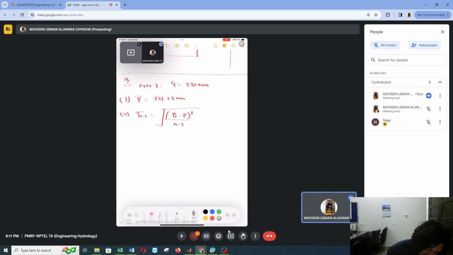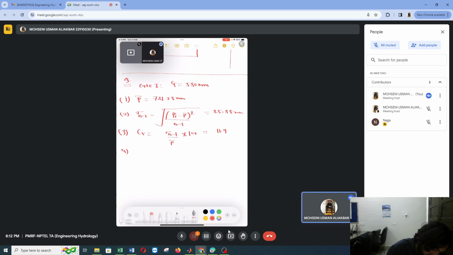So this is the equation to calculate standard deviation, right? When we use this, we calculate the standard deviation and it comes to 85.88 mm. The next step is to calculate CV, the coefficient of variation, which is nothing but the ratio of standard deviation to the mean, and if you want it as a percentage, we multiply it by 100. When we do that, we get the answer as 11.9.